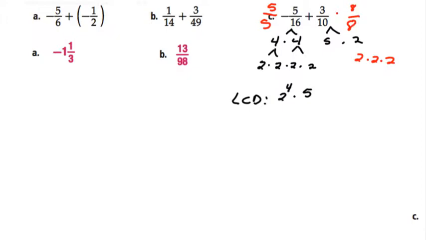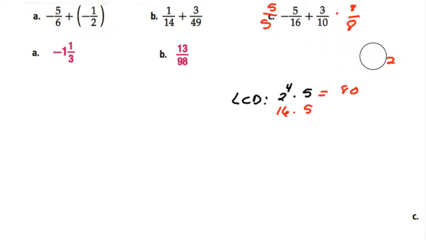Okay? So what is 2 to the 4th power times 5? What does that equal to? Well, this is really 16 times 5, which is 80 if you do that on your calculator. So our least common denominator will be 80. So let's go ahead and do the math then. Let me get some of this out of the way. And our least common denominator is 80. So let's go ahead and see what we get here. So 5 times 5 gives us a 25 over 80.